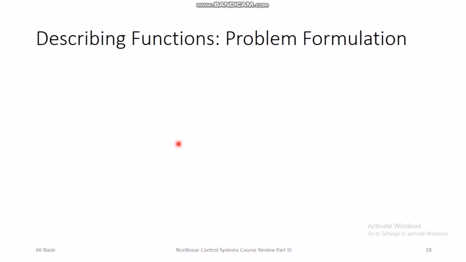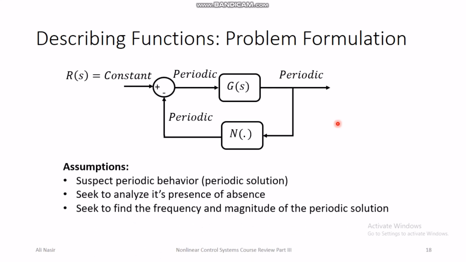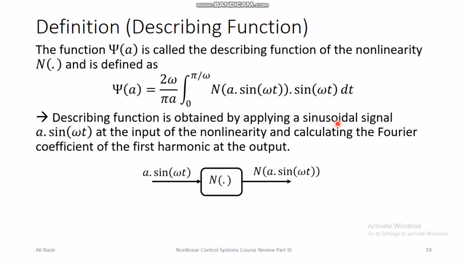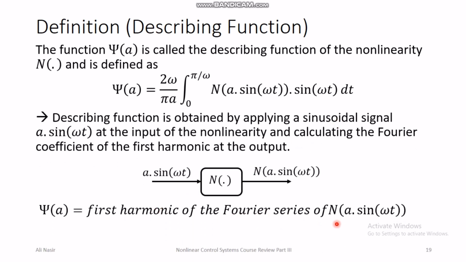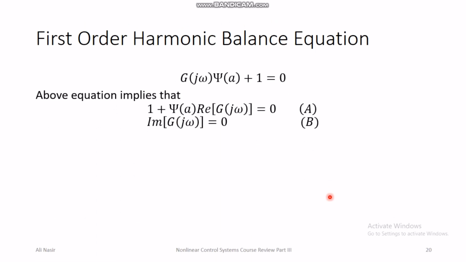Then we looked at the describing function problem, where there is an LTI system with a periodic nonlinearity, and we are looking at situations under which the whole system gives you a periodic solution. For that we define the describing function, which is the first harmonic of the Fourier series of the nonlinearity, which is applied with a sinusoidal input. Then we look at the first order harmonic balance equation. We use that to determine whether there is a periodic solution in the system or not.